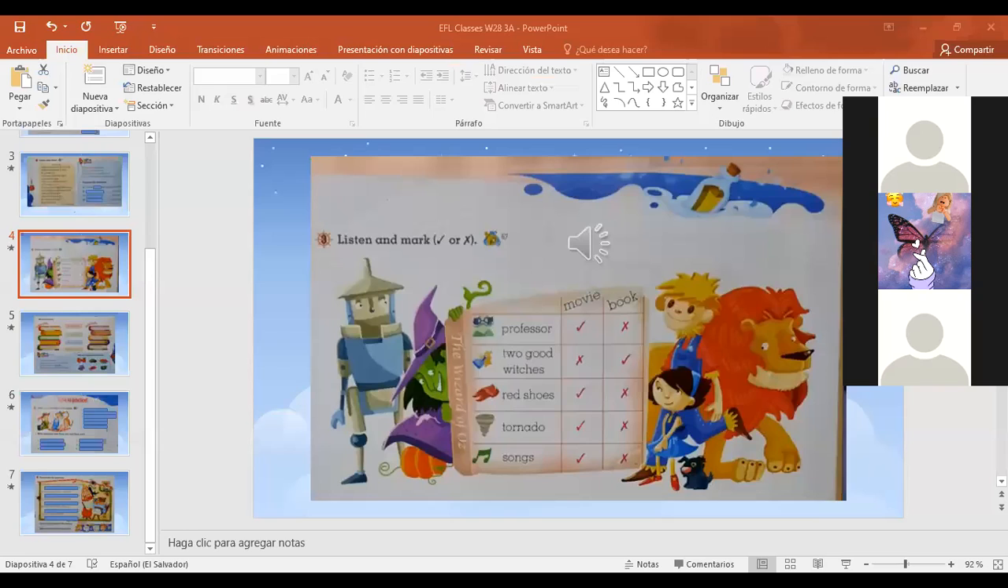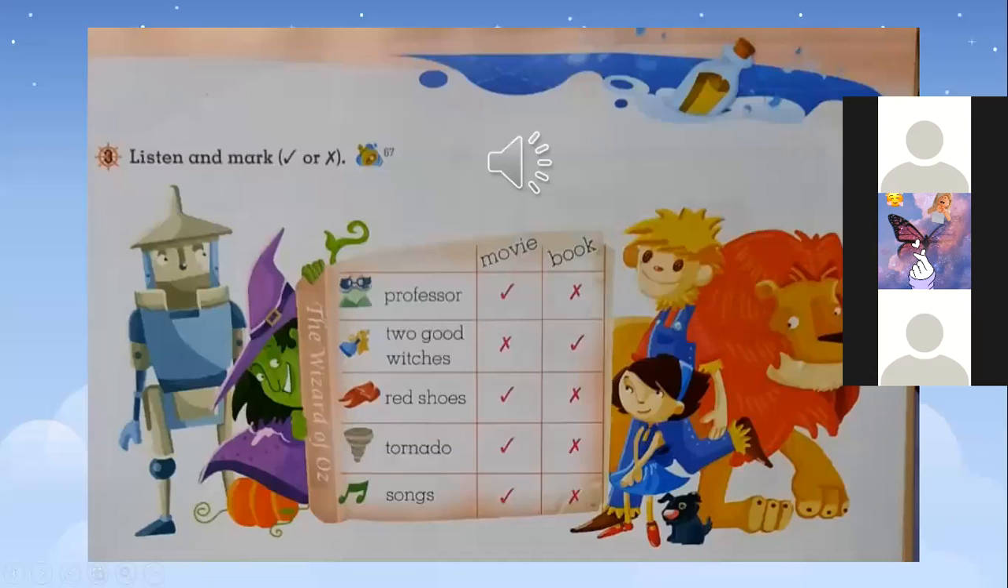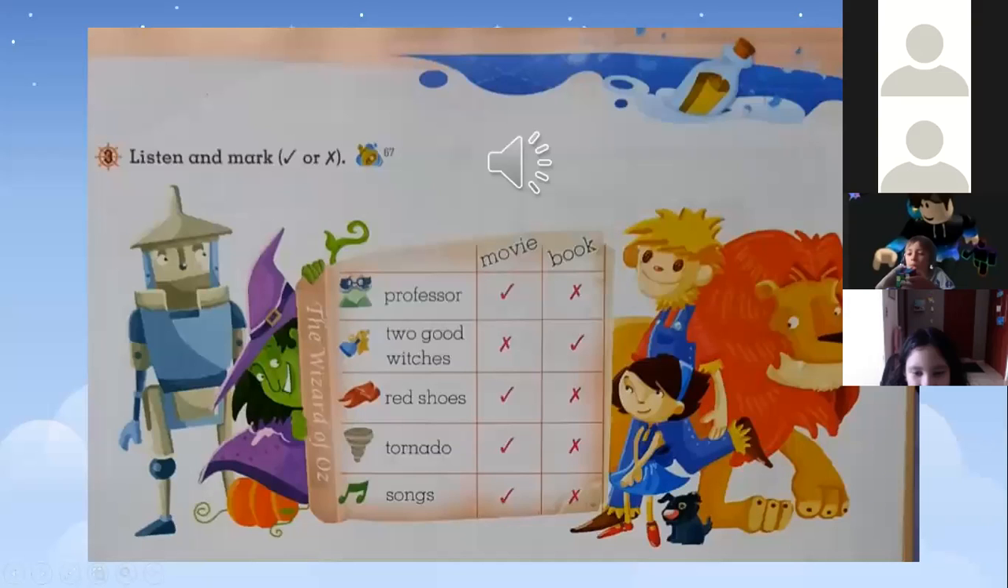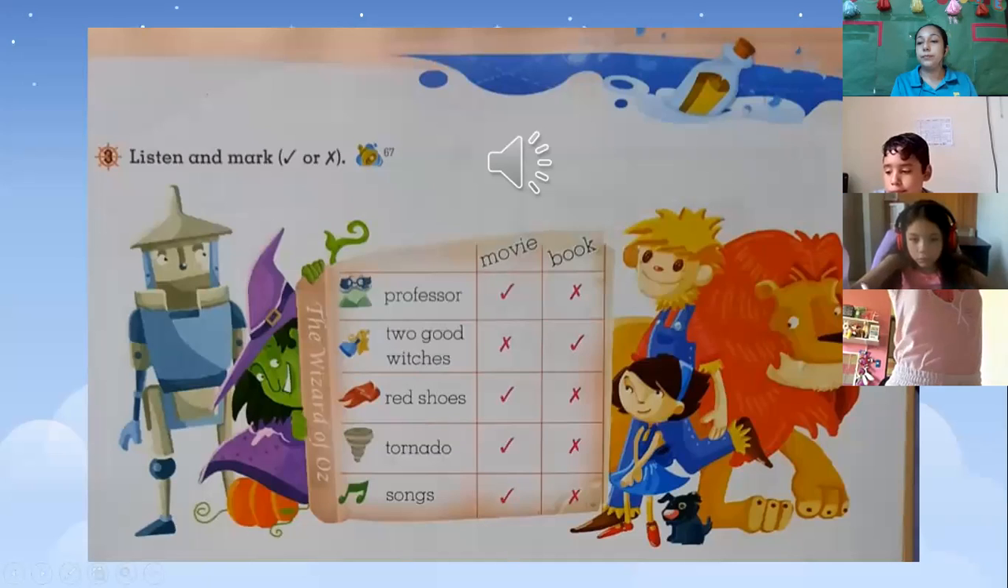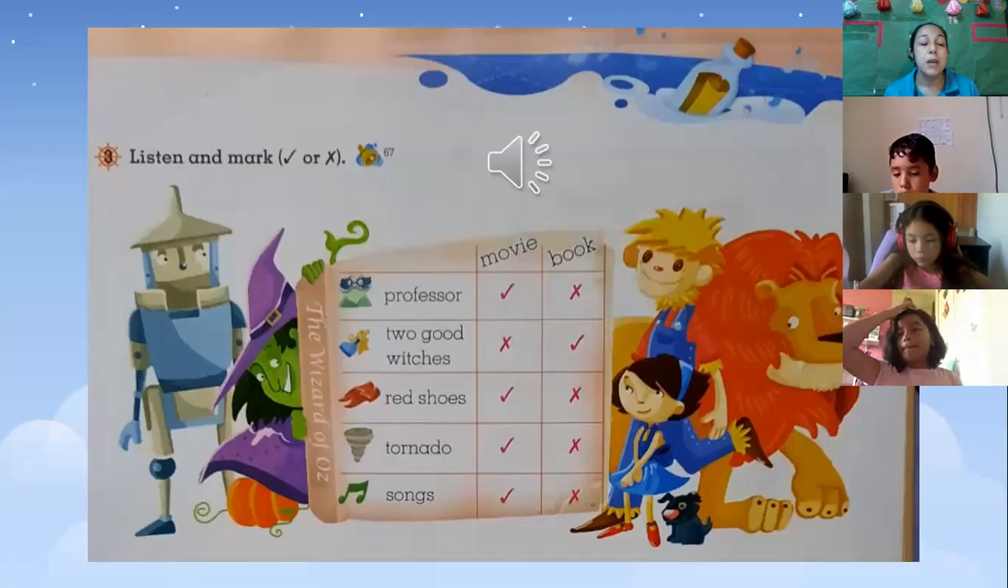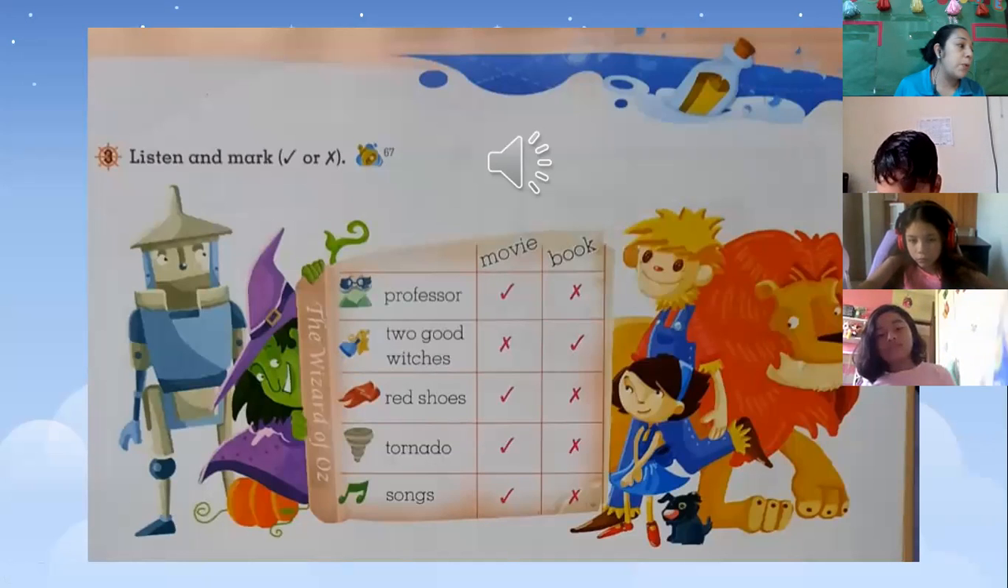Okay, so let me check this part. This one is on page 67. Please open your book, page 67. Okay, so in that part you listened. This one is a conversation. So you listen to the conversation and you write a tick or maybe a cross.